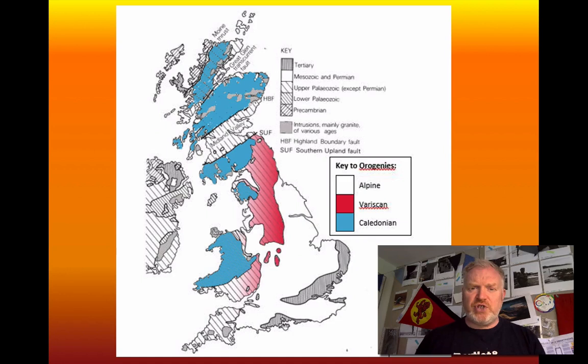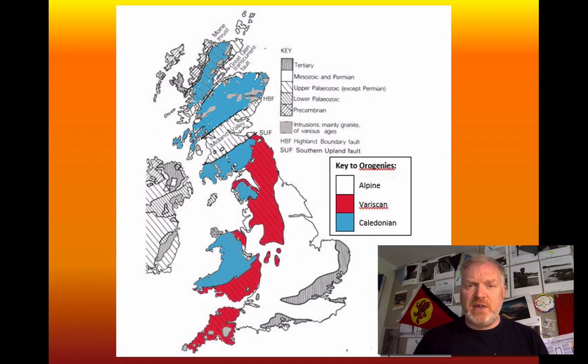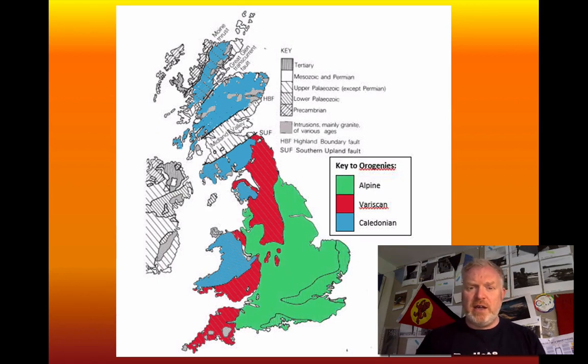The Variscan rocks that I've shaded in red affect rocks of the Upper Paleozoic. We find those in the west of Britain, but more perhaps to the south. Finally, we have the Alpine. The Alpine that I've coloured in green here affects the south and east of England. It looks like a much bigger area, but the effects really are very, very small.